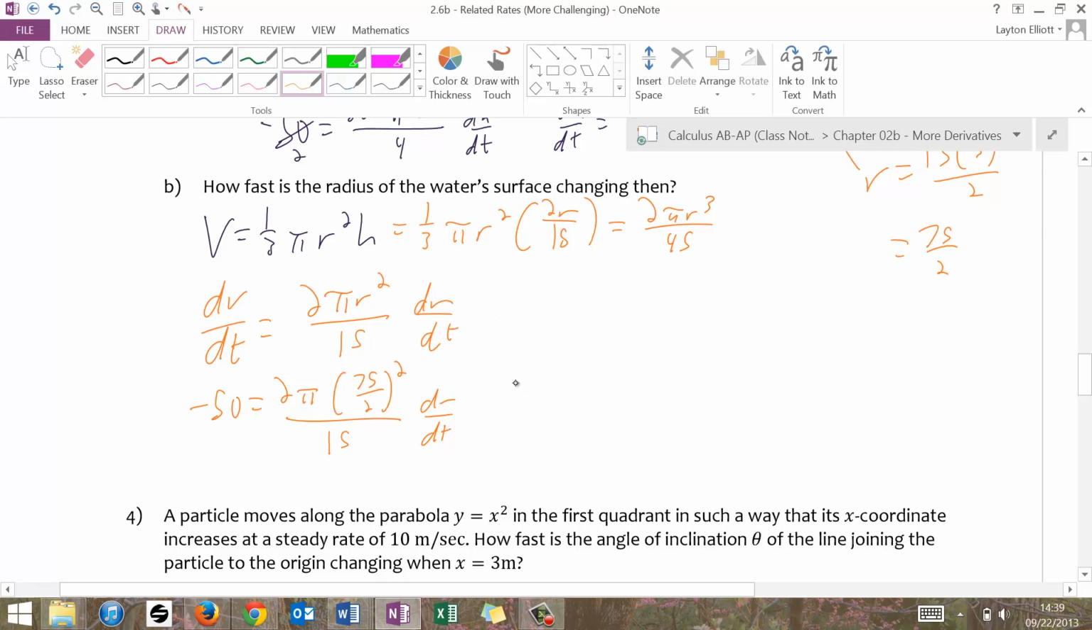Keep that going. dR/dt equals, I'm going to actually start making this dR/dt equals, so let's go, that'd be negative 50 times 15 over 2 pi, and then we have 75 squared is 5625 over 4. Let's see, the 2 and the 4 cancel. The 5625 and the 50 are going to cancel, and I'll just skip ahead. You're going to end up with negative 4 over 3 pi meters per minute.